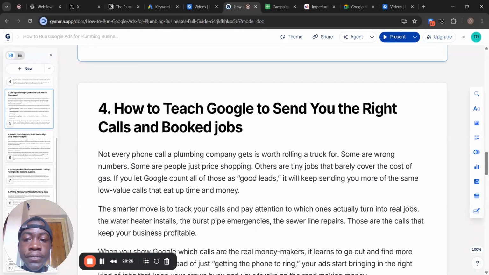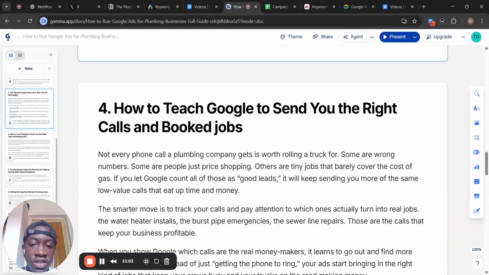So the fourth one here is how to actually teach Google to send you the right calls and booked jobs. What you might not get about Google is that the data you feed back into Google is the data it's going to leverage to get you more customers like the ones you're already getting. If you're feeding bad data back into Google, you're going to get bad prospects, bad leads that are not going to pay you any money. Not every phone call a plumbing company gets is worth rolling a truck for. Not every phone call is going to lead to a conversion or a booked job.